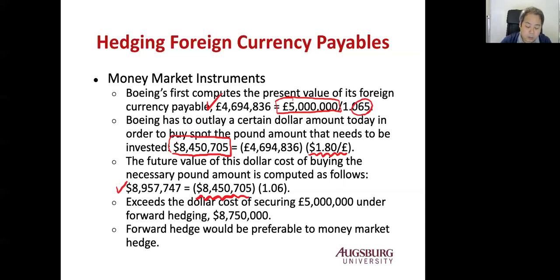Now comparing with the cost in the forward contract, where you needed $8.75 million, this actually exceeds the dollar cost of securing these 5 million pounds under forward hedging, which means that in this case forward hedging would be preferable to money market hedging. So if you have only 2 choices, then you would probably go for forward hedging in this case.